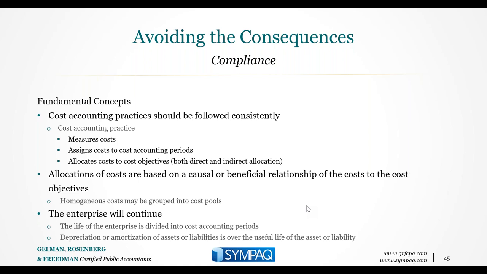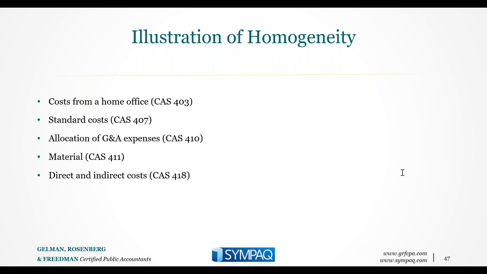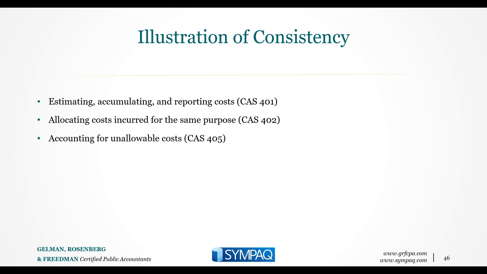And that means that your fixed asset life is going to be the life over which that asset can be economically used. So let's just conclude with a few illustrations for the audience. Standards that relate to homogeneity are CAS 403, standard cost, allocation of G&A expenses, material direct and indirect costs, CAS 418. Consistency is the consistency standards, CAS 401, 402, and 405: estimating, accumulating, and reporting costs, allocating costs incurred for the same purpose, and accounting for unallowable costs.